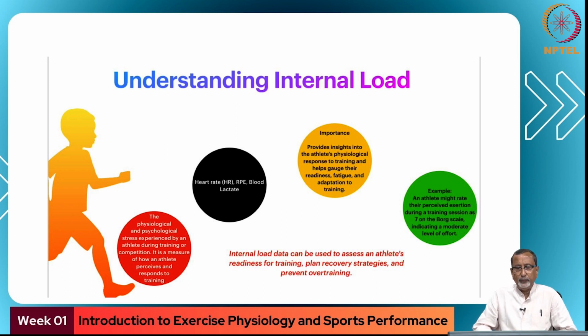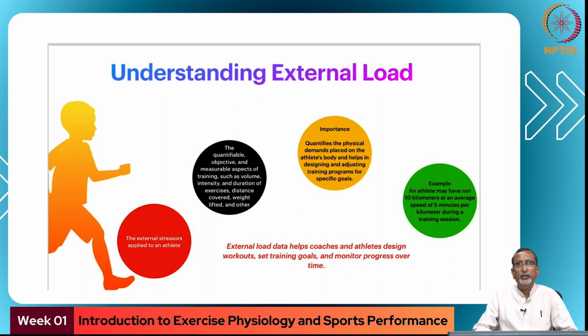We will try to figure out the importance of that. For example, an athlete might rate their perceived exertion during a training session as 7 on the Borg scale, which is a 20-point scale. So 7 is rated as a moderate level. Now from internal load, we come to external load.